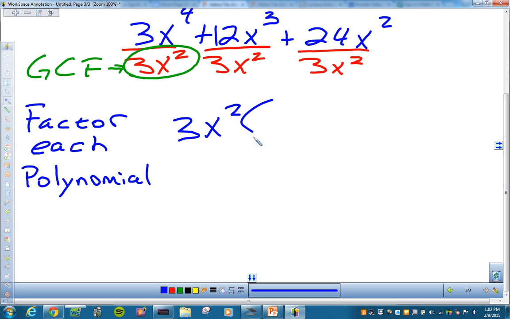So 3x to the fourth divided by 3x squared is what? X to the second. Perfect. Good job. Okay, now we have the second term, 12x cubed divided by 3x squared. Raise your hand if you know what it is. What's 12 divided by 3? 4. X cubed divided by x squared. X. Perfect. Good job.